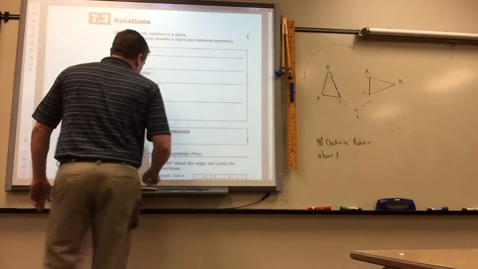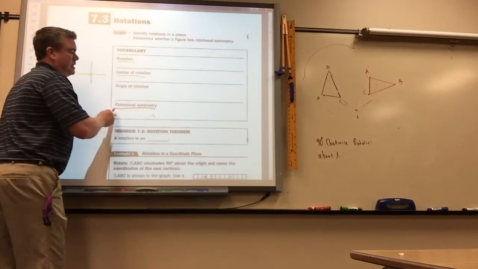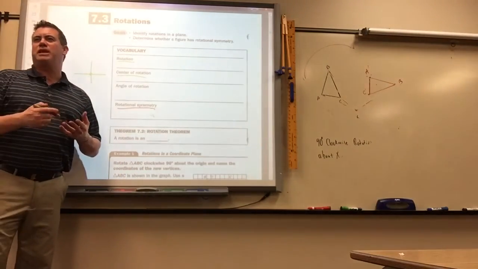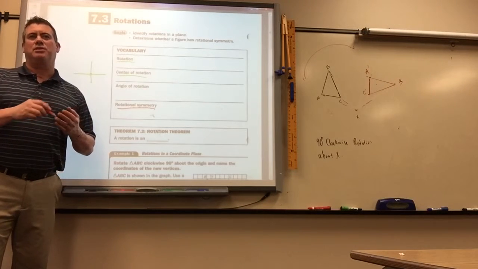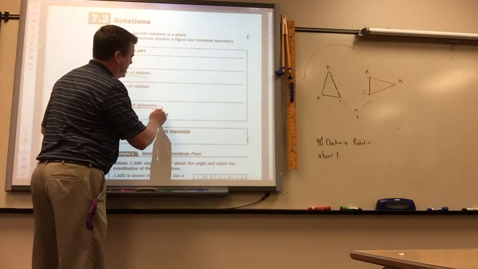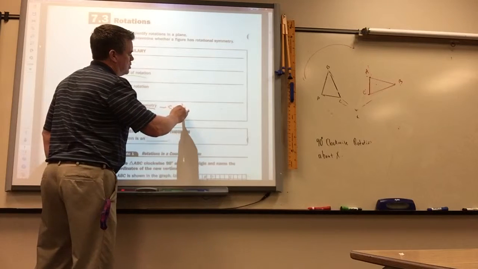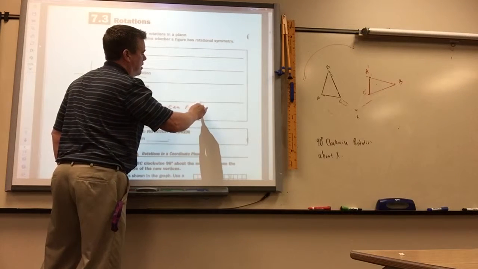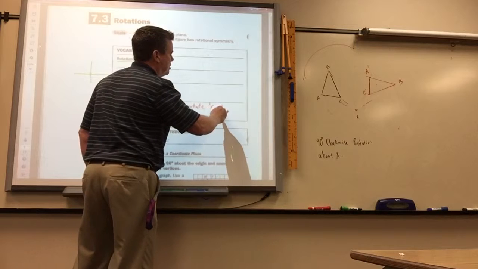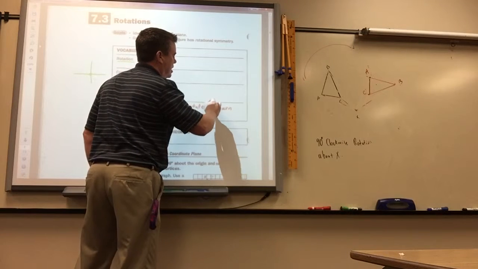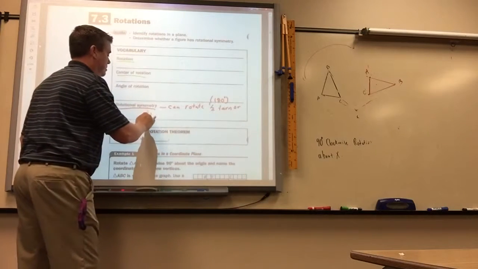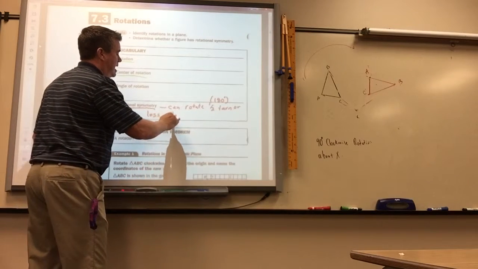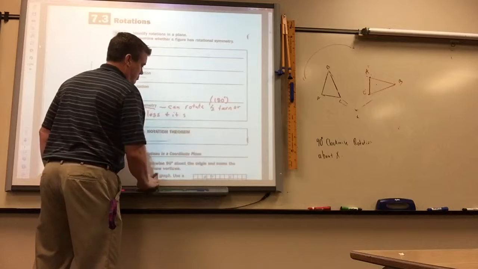Now, rotational symmetry. They're going to give you a picture and they're just going to ask you, does it have rotational symmetry? And if it does, you need to explain it. All this means is you can rotate it a half turn, which is 180 degrees, or less, and it looks the same.